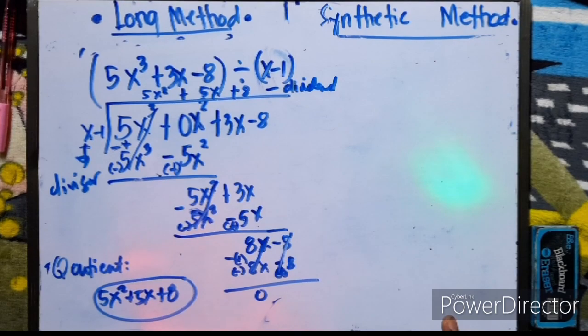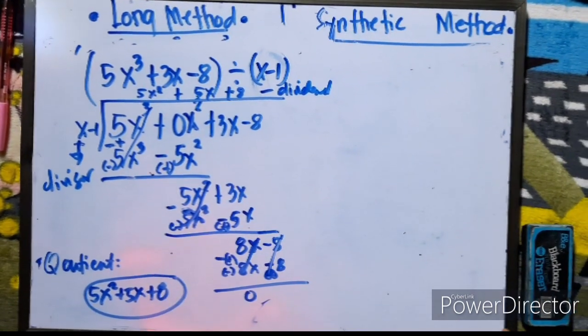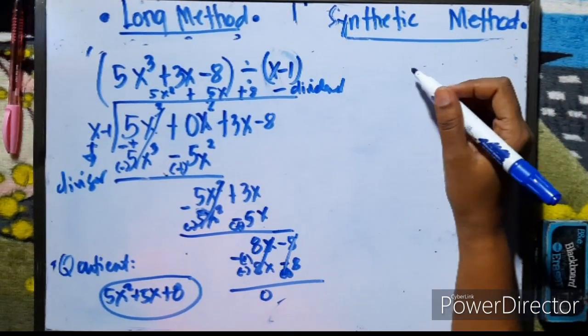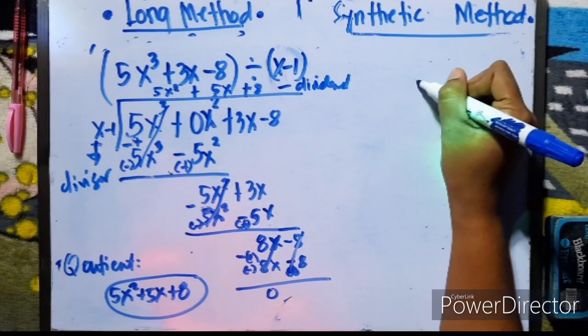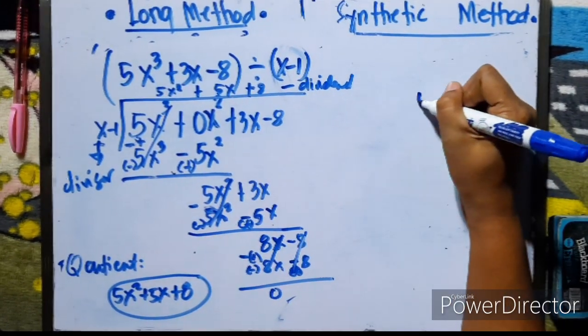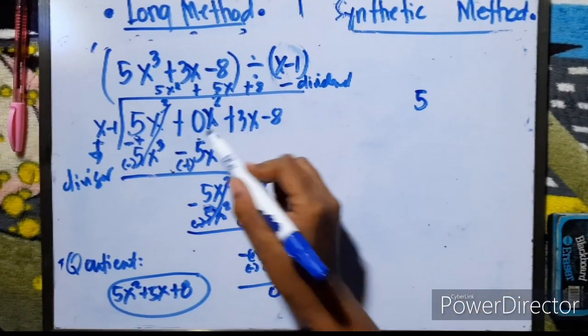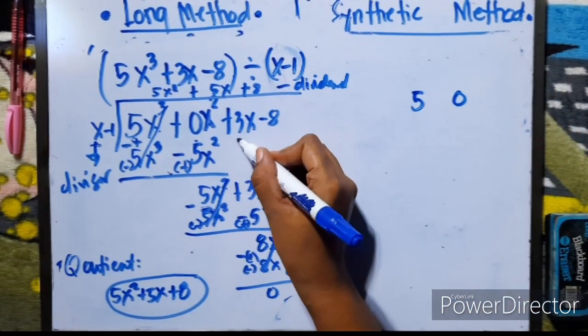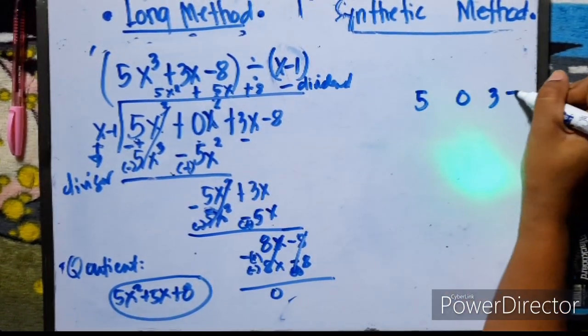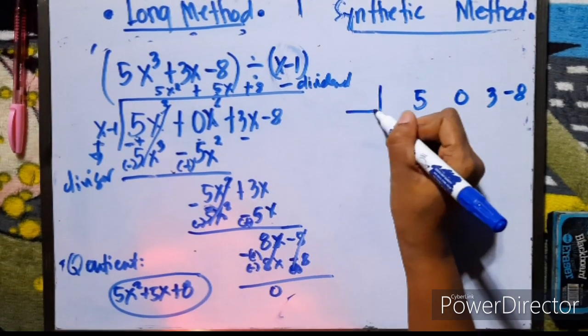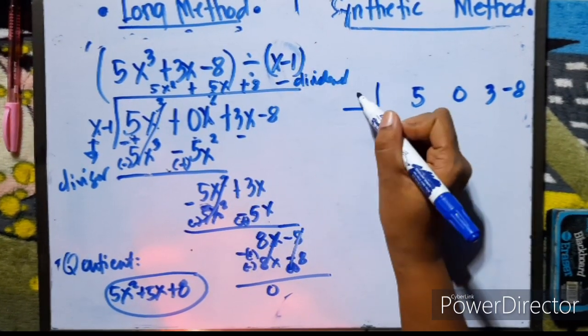Okay, using the same polynomial, we will do our synthetic method of division. Okay, kani atong gamiton, kaya naka-arrange na. So we have the coefficient of x cubed which is 5. The coefficient of x squared is 0. The coefficient of your x, 3x is 3, and our constant which is 8. And then we have the zeros of x minus 1 is positive 1.